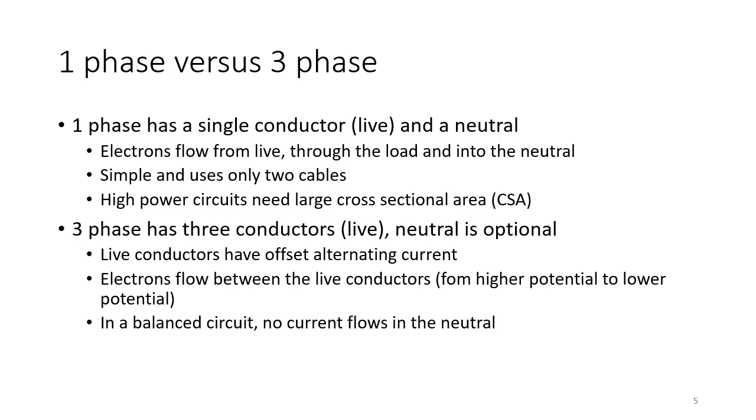Electrons flow between the live conductors, and the idea is that as you've got this offset alternating current, at any one point you'll have a higher potential at one point moving to a lower potential at a different point. If it's a balanced circuit, which is often the case in a motor, all the 3 phases are identical, then there's no current flow in the neutral, so that's why the neutral is optional. But in some applications there might be an unbalanced flow and you might get current flow in the neutral, so sometimes neutral is used, and we'll see how that applies later.